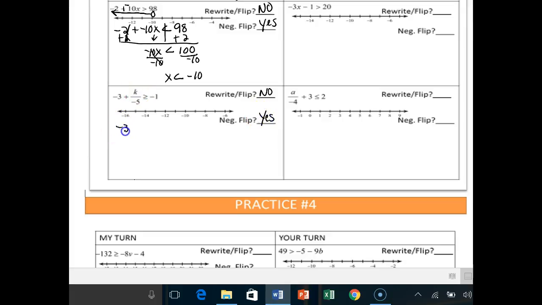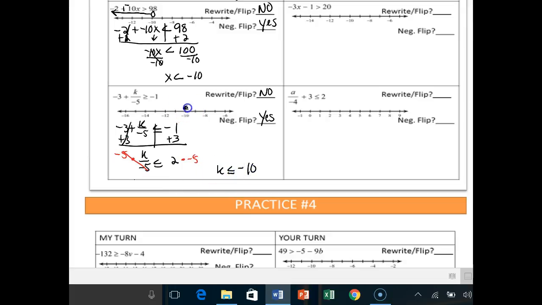So negative 3 plus k over negative 5 less than or equal to negative 1. The only thing I did was flip that right there. Okay. I go ahead and I add 3 to both sides. Cancels out. K over negative 5 drops down, less than or equal to 2. I finish by multiplying both sides by negative 5. Cancels out. So I have k is less than or equal to negative 10.